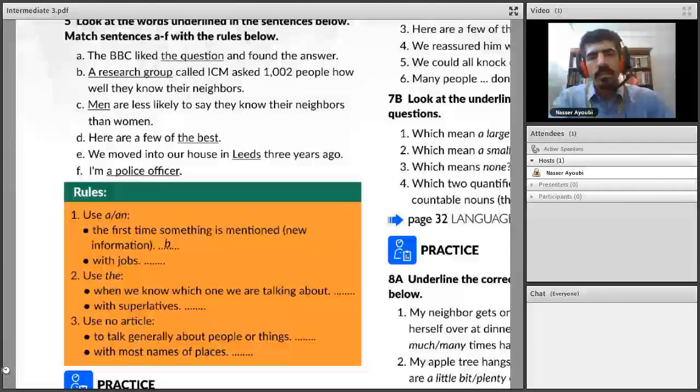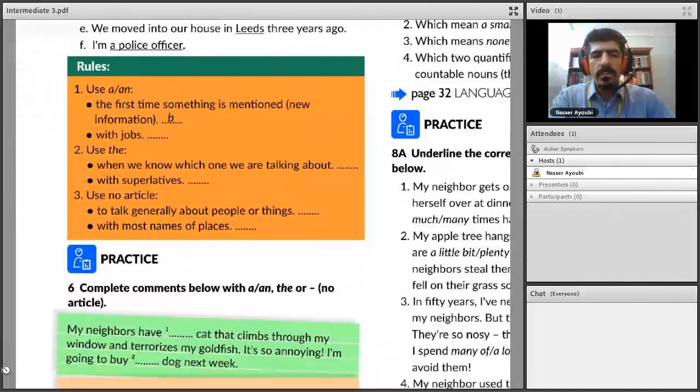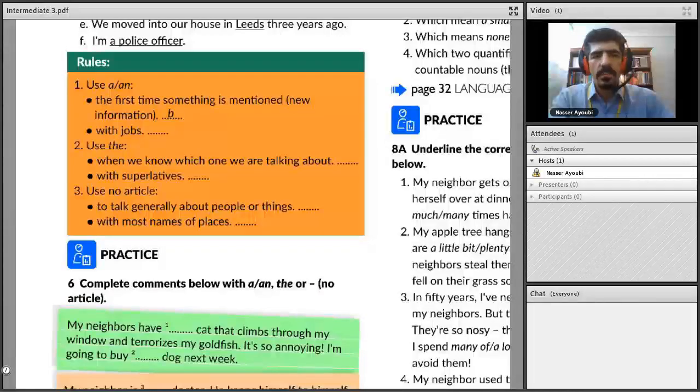For example, doctors earn a lot of money. Doctors throughout the world work hard. Okay. I use doctors in general meaning, so it is plural, and I don't use any article before it. Let's go to the rules, and then we will have more practice.